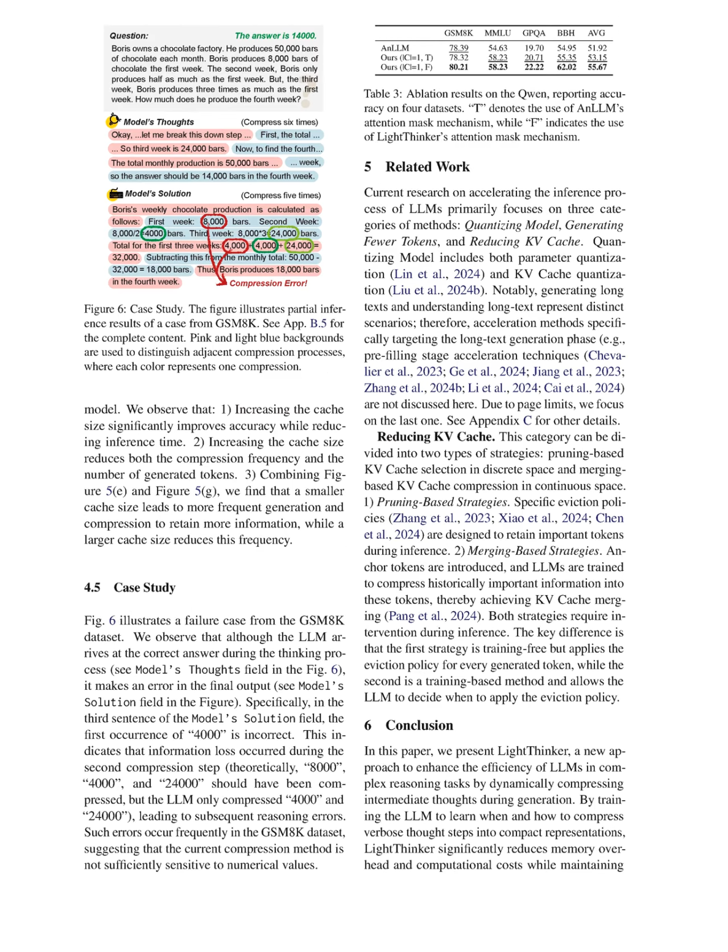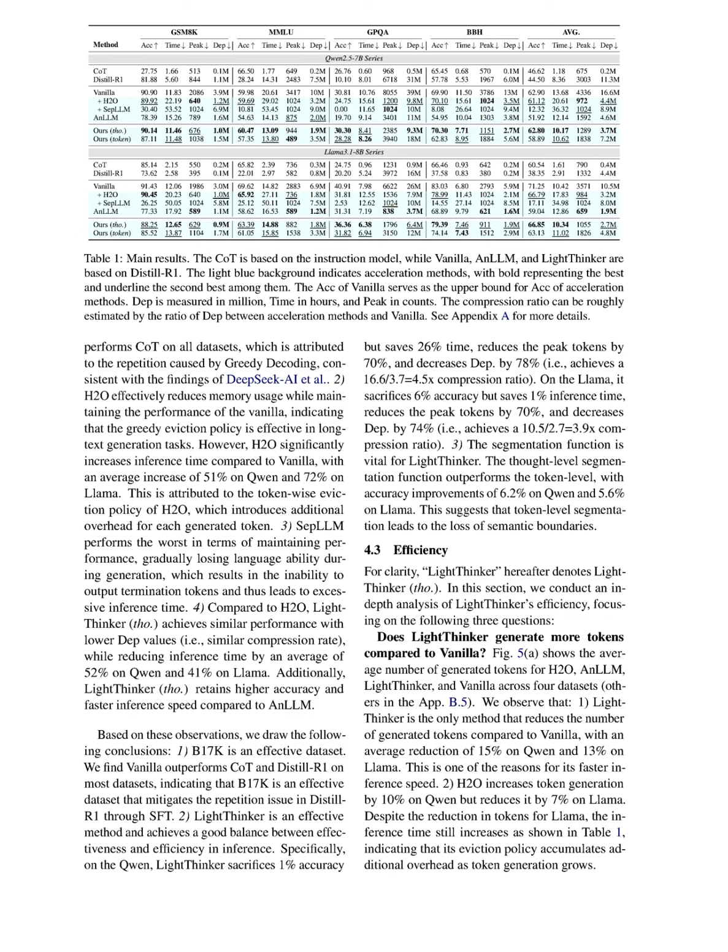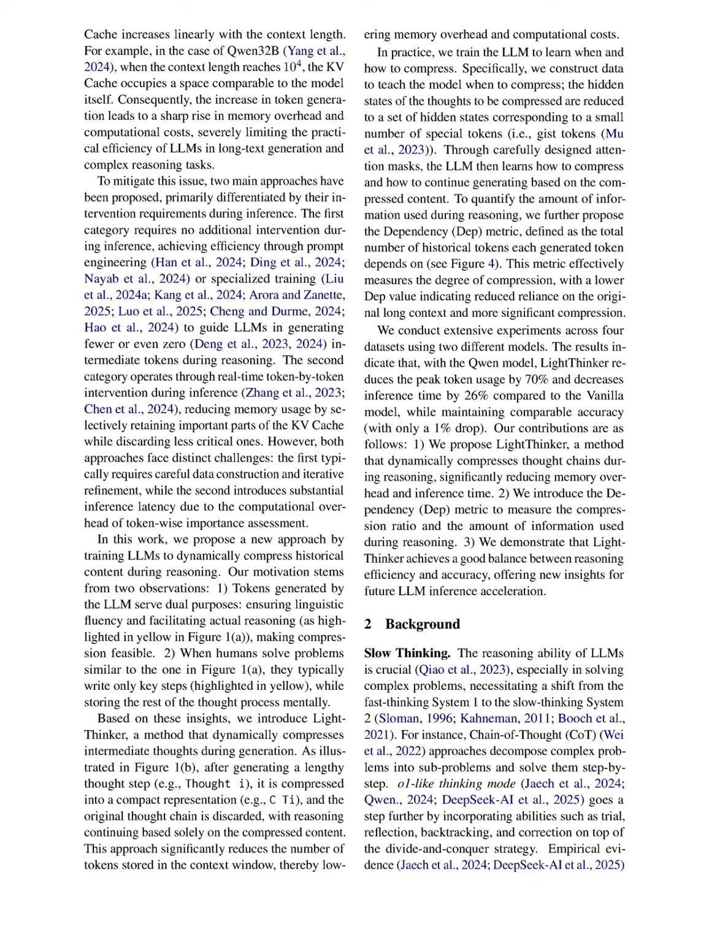This was evidenced in a case study from the GSM-8K dataset, where the model arrived at the correct answer during the reasoning process, but made an error in the final output due to insufficient sensitivity to numerical values during compression. Additionally, the method sacrifices some accuracy, specifically a 1% drop in accuracy for the Qwen model and a 6% drop for the Llama model, indicating a trade-off between efficiency and precision. These issues highlight the need for further refinement in the compression strategy to enhance reasoning accuracy without compromising efficiency.